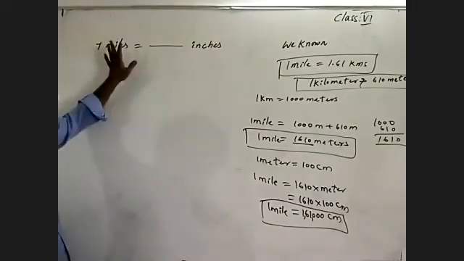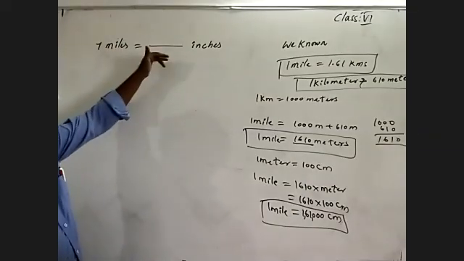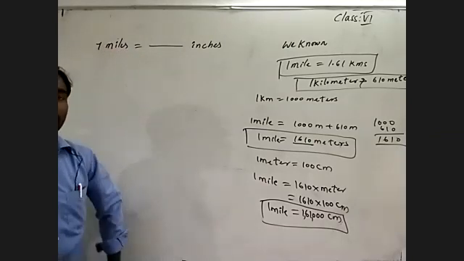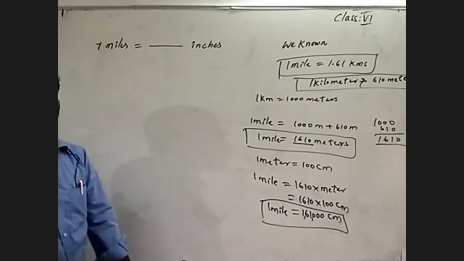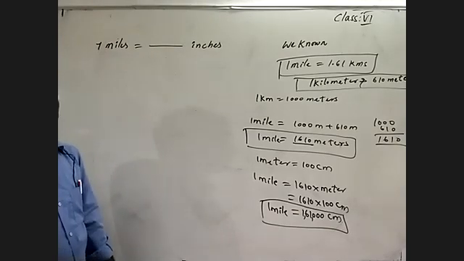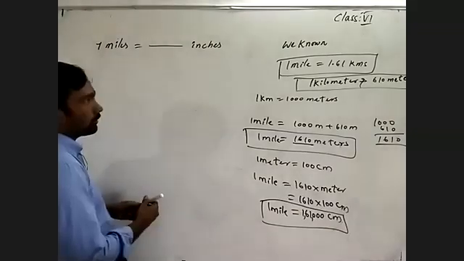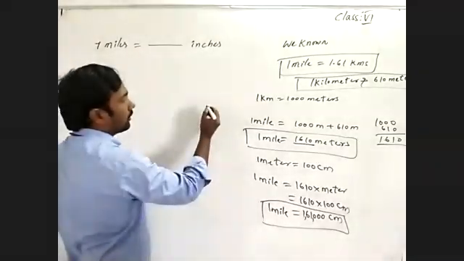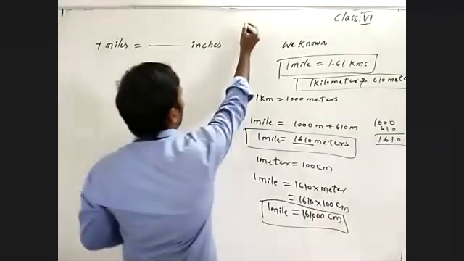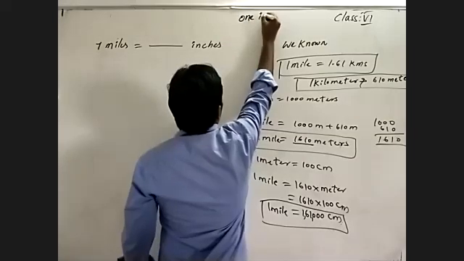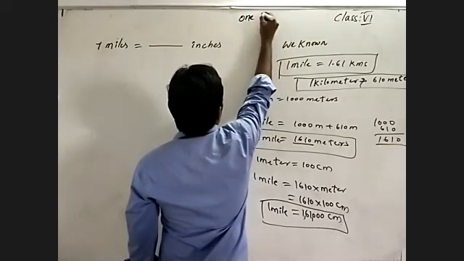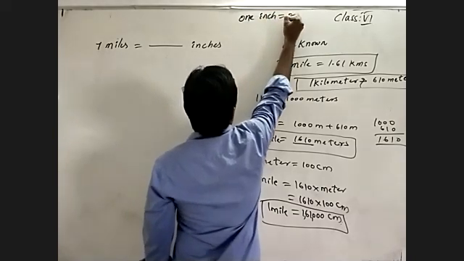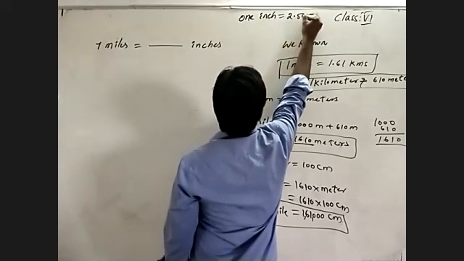Because they asked how many inches are present in 7 miles. How many inches are present in 7 miles? See, where does it come from? Coming to that, we know well what 1 inch is equal to. 1 inch is equal to 2.5 centimeters.